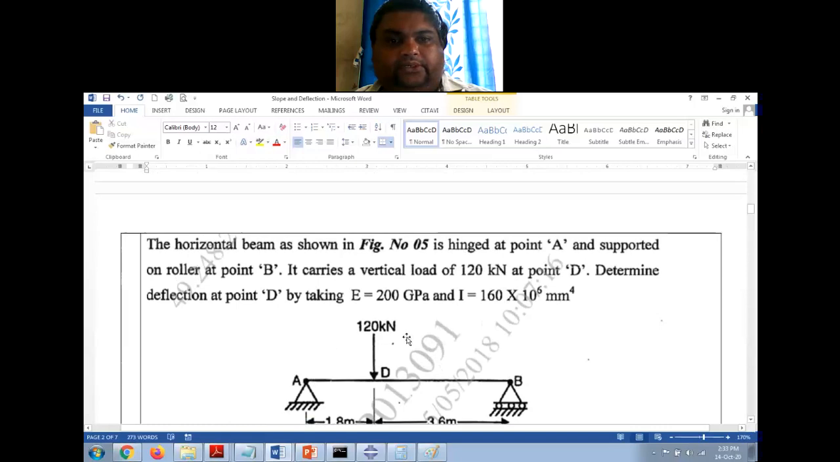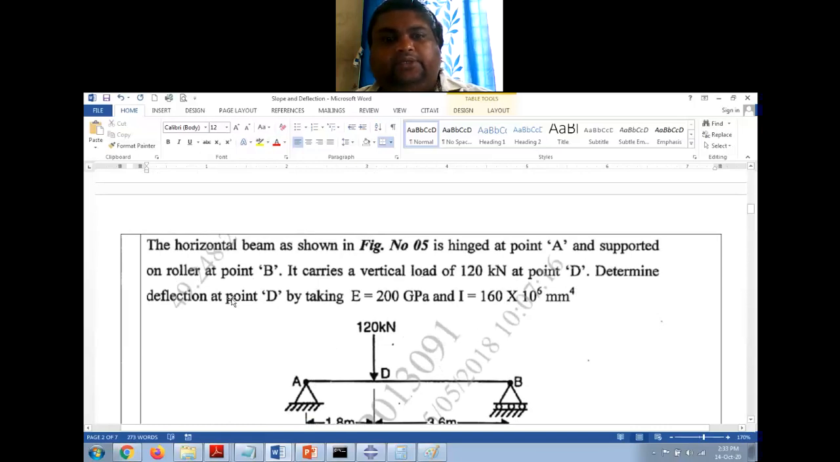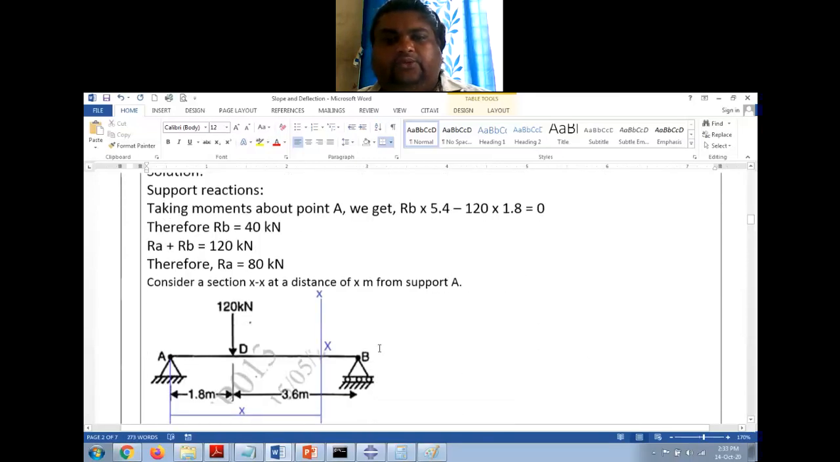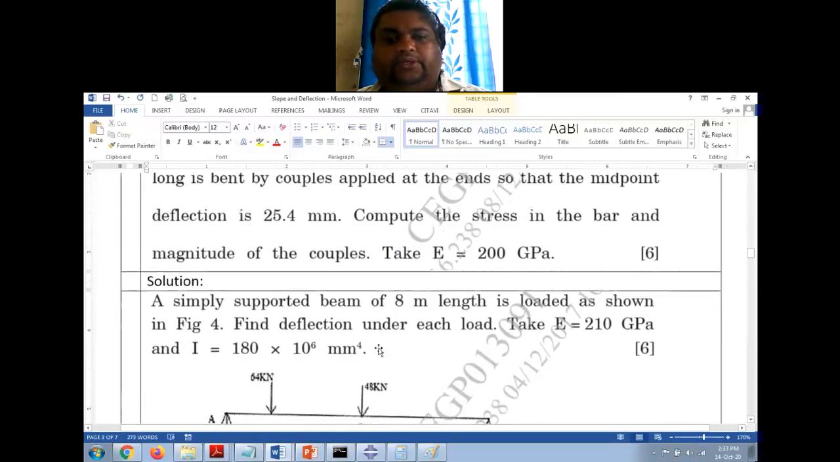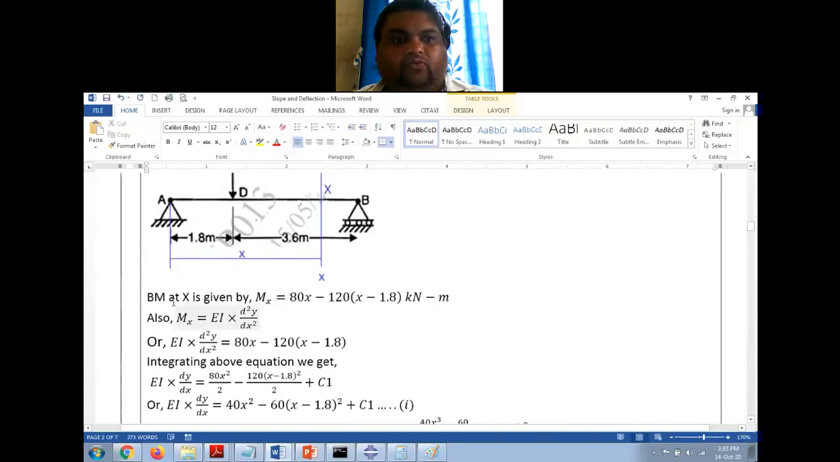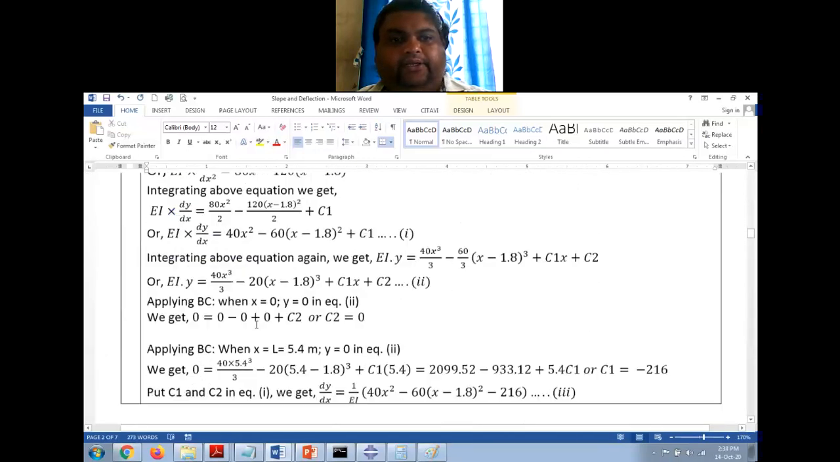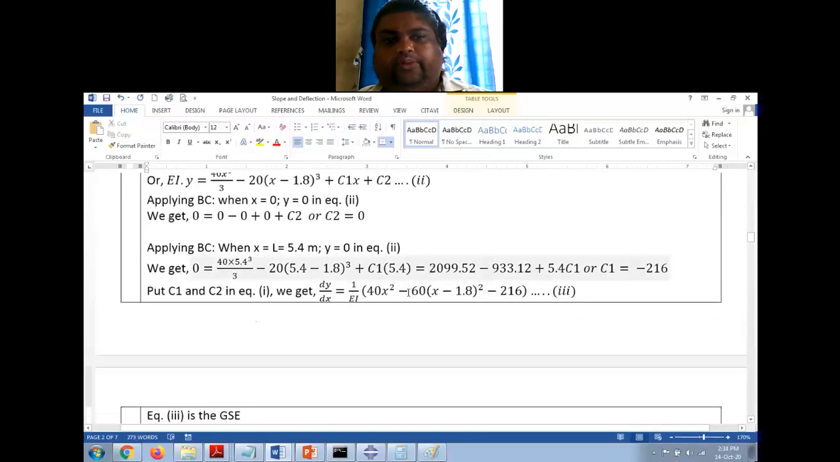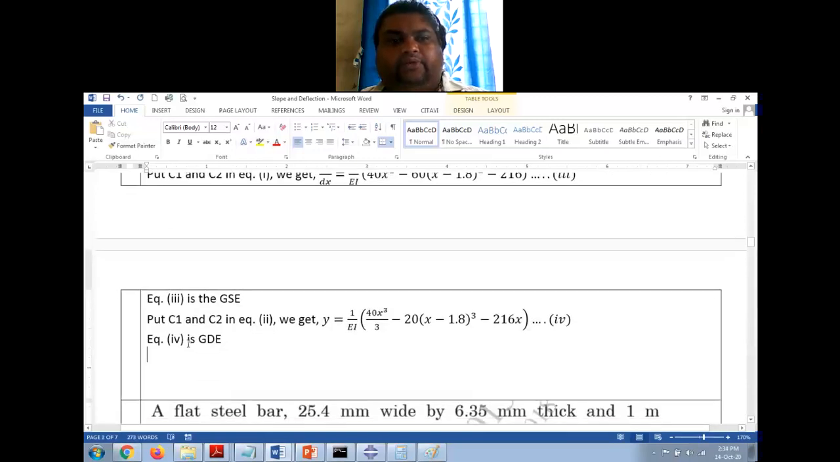Now in this, you just have to substitute the values and you will get the deflection and slope. Now what is the question? The question is determine deflection at point D by taking E and I as this value. So in this expression, you put the value of x as 1.8, right? That will give you the slope and deflection values.